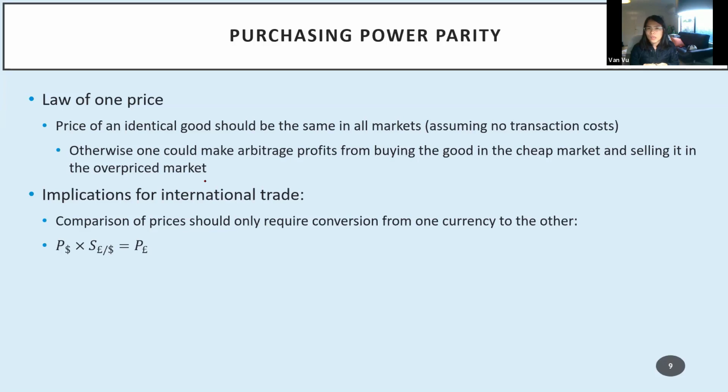So when we apply the law of one price for international trade, we will see that when we have two identical products traded in two different countries, the prices of these two products should be the same after we adjust for the currency differences, okay? So as a result, the price that I pay for an identical product in, say, the US should be the same as the price that I pay for that same product in the UK after I have taken into account the conversion of the currency, okay?